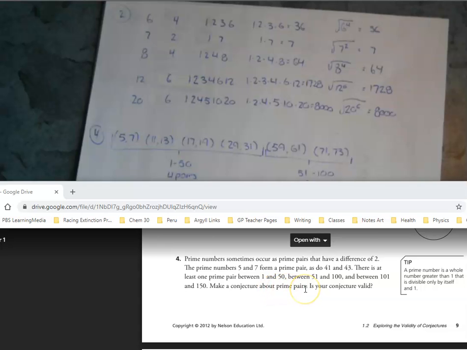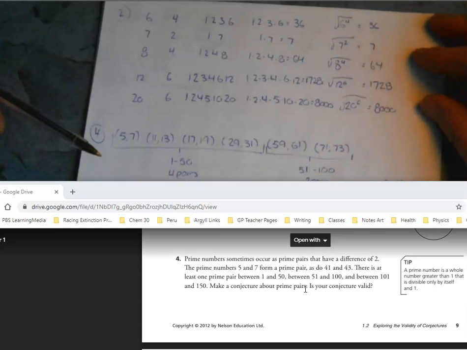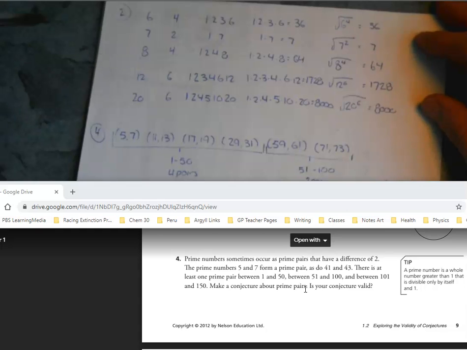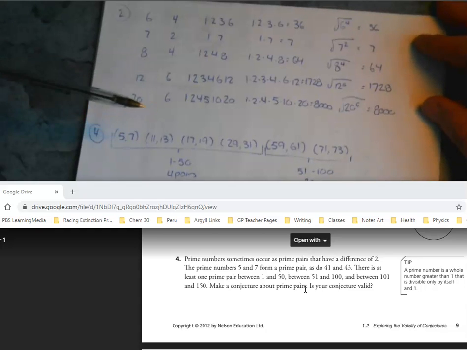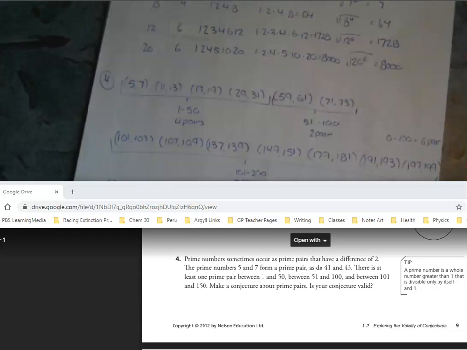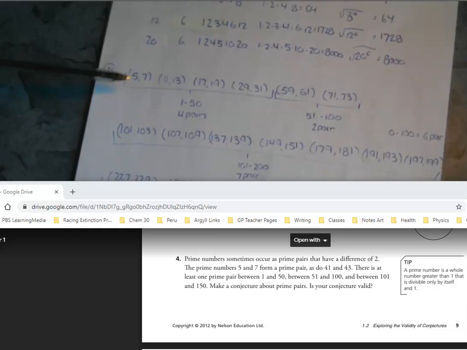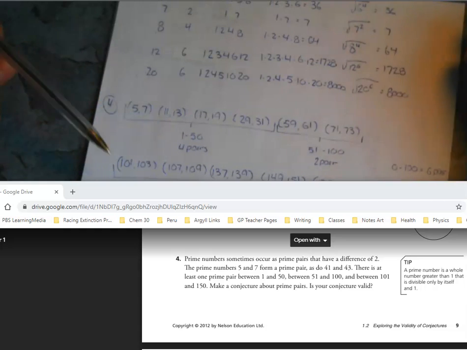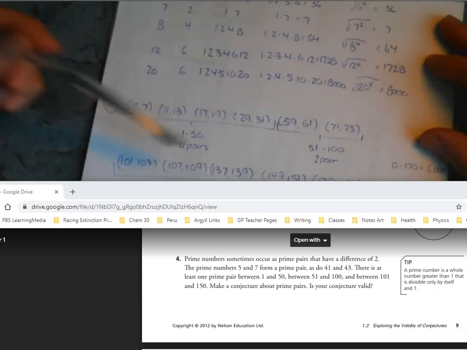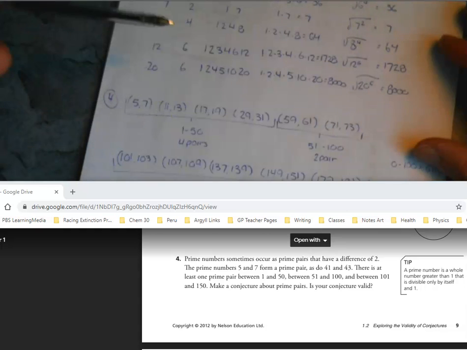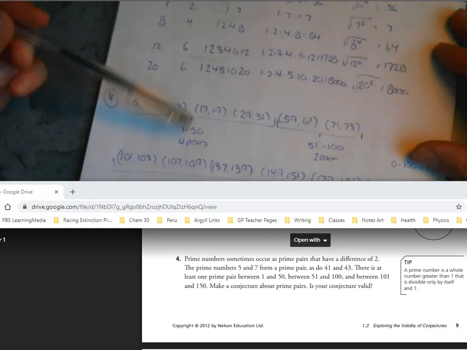Is your conjecture valid? So basically what I did with this one was, again, usually if you want to form a conjecture, you need to try and gather a reasonably good amount of evidence. So essentially what I did here was I just pulled up a list of prime numbers because I didn't really want to waste my time trying to think of them all, which is easy to do if you just Google prime numbers from 1 to 500 or whatever. And then I started grouping them, right?